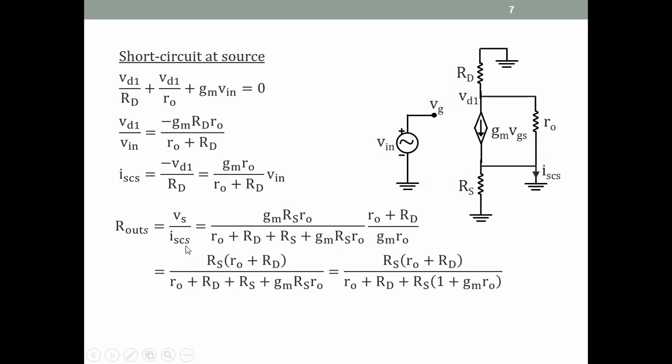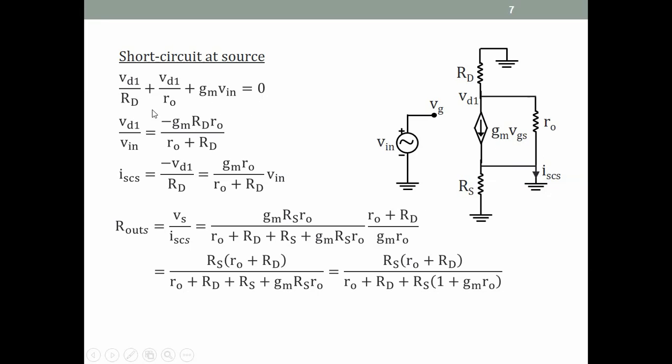So, let us go back to the source. We had derived the voltage gain at the source. Now let us derive the output resistance looking into the source terminal. So we short the source terminal to ground and find the short circuit current. In this case, the current in RS will be 0, and the only voltage we have to find is VD1. So we write a KCL at VD1. VD1 by RD plus VD1 by RO plus GM VGS equal to 0. GM VGS now is GM V in, because Vs in this circuit is 0. So we have VD1 by RD plus VD1 by RO plus GM V in equal to 0.